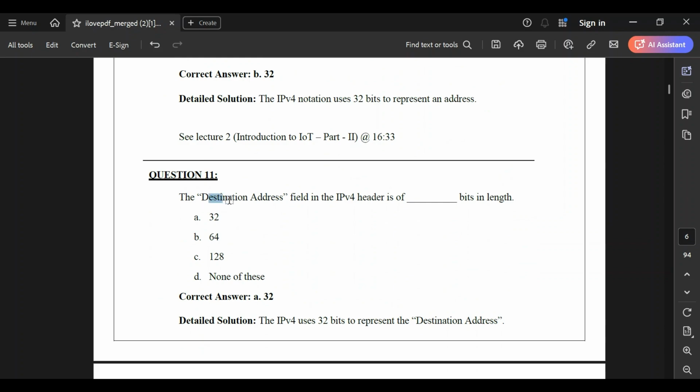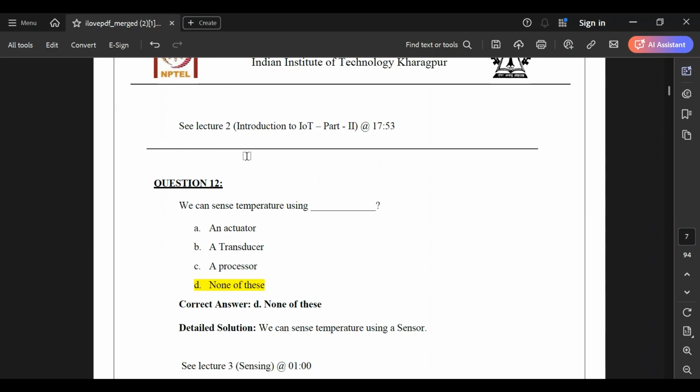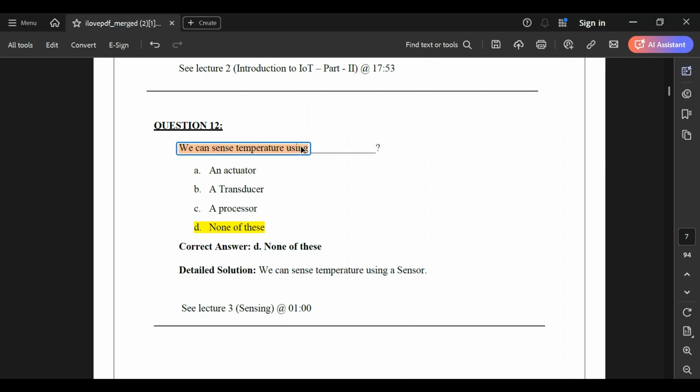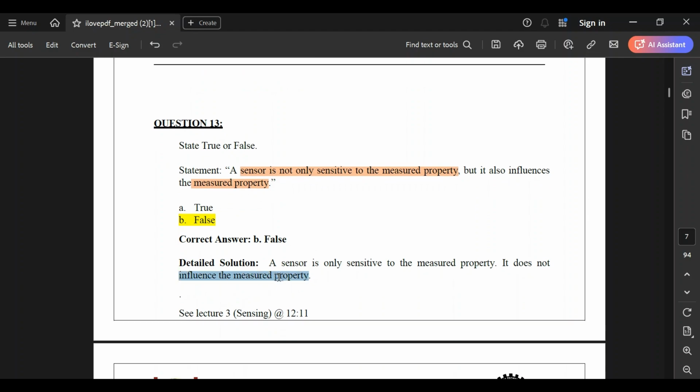The destination address field in the IPv4 header is of how many bits? It is 32. Here you can see the 32 option is there, so you can have a look at it. Moving to the next question, we can sense temperature using a sensor. Sensor is not given in the options, so none of these is correct. A sensor is not only sensitive to the measured property, but it also influences the measured property. This is wrong because it does not influence the measured property. It is written out here clearly.